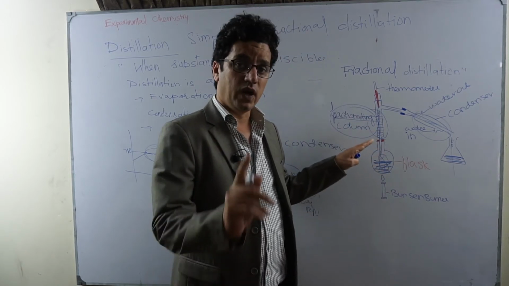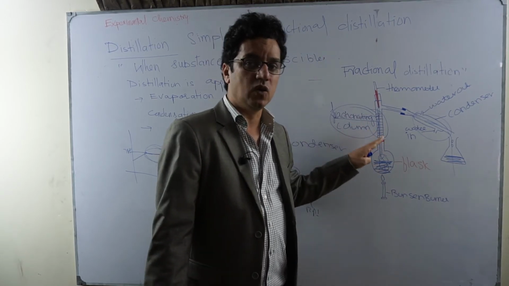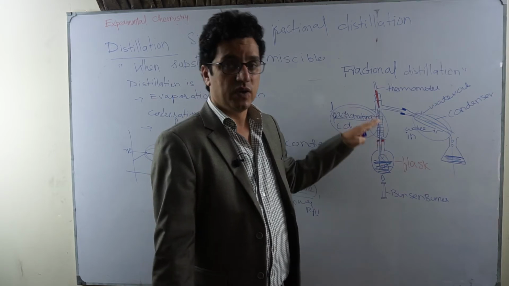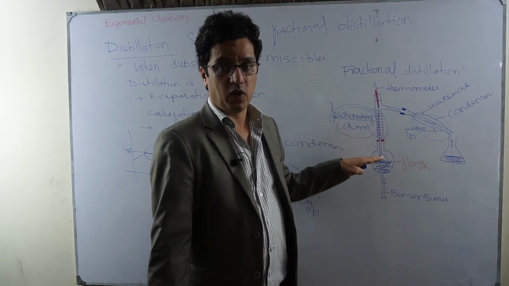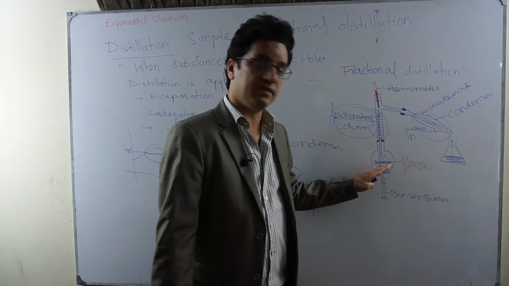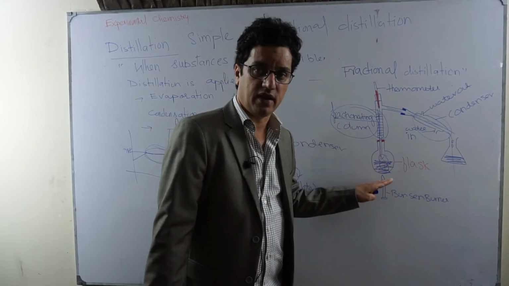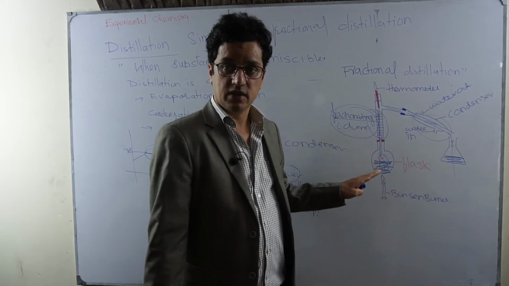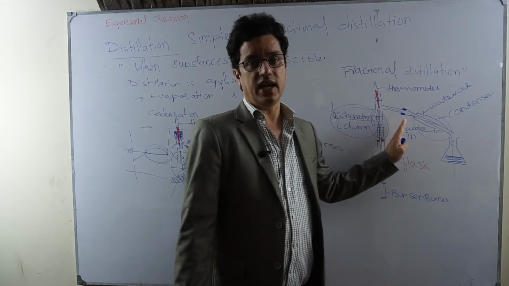The fractionating column, in one word, sends back and cools down the vapors of the substances which are evaporating without reaching their boiling point. The fractionating column sends back the vapors of the high boiling substance until their boiling point comes. Okay, so this adds accuracy.